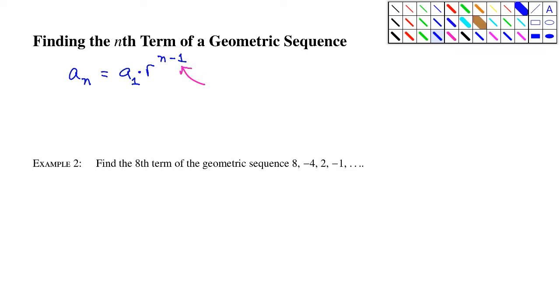Example number 2. Find the 8th term of the geometric sequence 8, negative 4, 2, negative 1. So here we have our alternating sequence, which is fine. And what is the common ratio? Well, we're given that it's a geometric sequence, so I only really need to check one ratio, and that's negative 4 over 8, so it's negative 1/2.